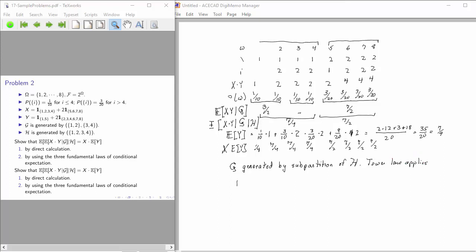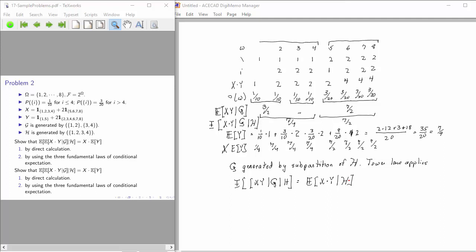And what the Tower law says is simply that if you take xy, first condition on G, and then condition further on H, where each set in the partition H is just a union of sets in G, it was a waste of effort to continue to condition on G in the first place. That's just the expectation of x times y conditioned on H alone.